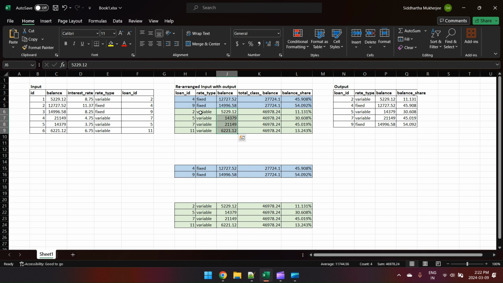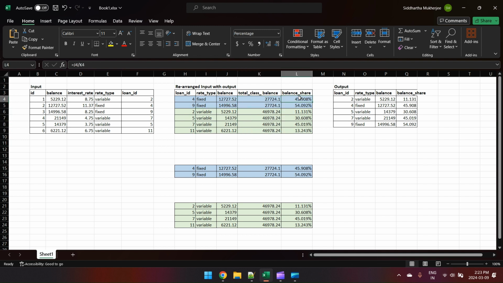So to achieve that, I have created one new column called the total balance column. The total balance column will be constant for each rate type. So for example, for loan ID 4 and loan ID 9, the total balance is calculated by summing over the balances for loan ID 4 and 9. Similarly, for each row which has a rate type variable, the total balance is constant and it is calculated by summing over all the balances of the loans that have a variable rate type. So that's how this column is derived.